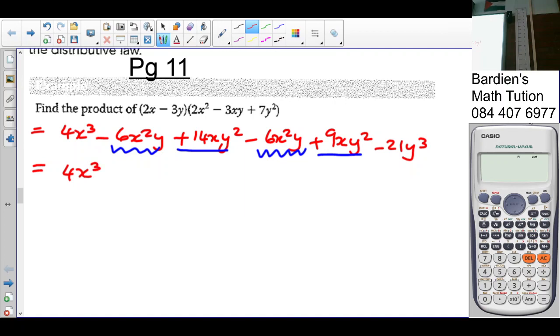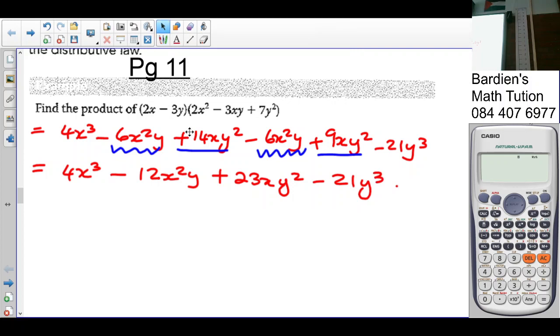4x cubed minus 6x squared y minus 6x squared y. Do they cancel? No. When would they cancel? If one is plus and one is minus. That's going to give you negative 12x squared y. What is 14xy squared plus 9xy squared? Positive 23xy squared, minus 21y cubed. Any issues here? Any problems? You will understand. Okay?